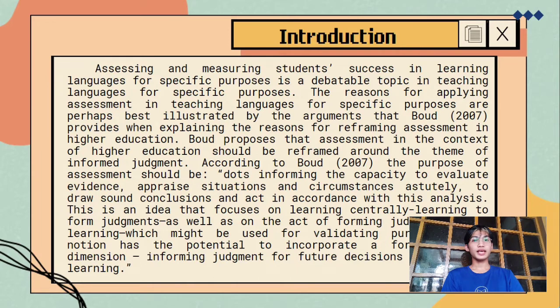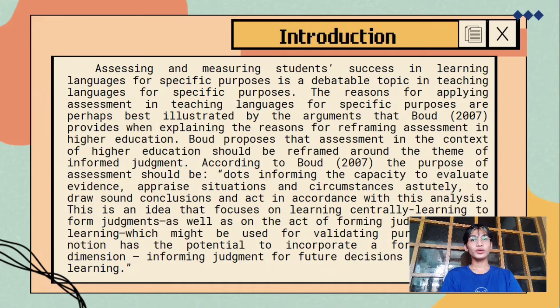Boud provided his explanation on why there should be changes in assessment in higher education. Boud proposes that assessment in the context of higher education should be reframed around the theme of informed judgment. When we say that assessment in higher education should be changed to the theme of informed judgment, it means that the learners in the context of higher education should have the ability to make choices on their own.